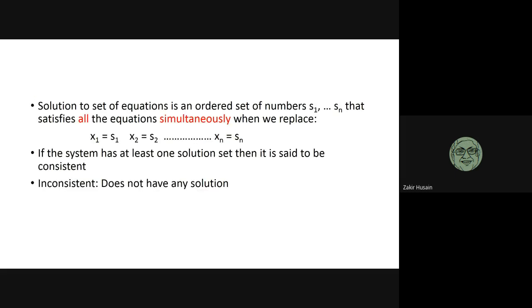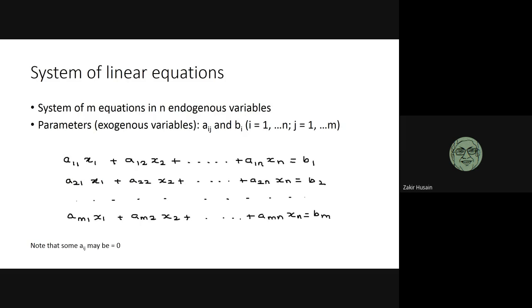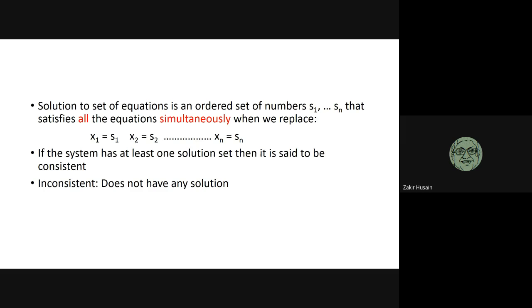Okay. So if we solve these equation systems, we will get a set of ordered values s1 to sn. x1 is equal to s1, x2 is equal to s2, and so on. These values satisfy all the equations simultaneously. So that means we have m equations over here, and all of them will hold if we substitute these values.